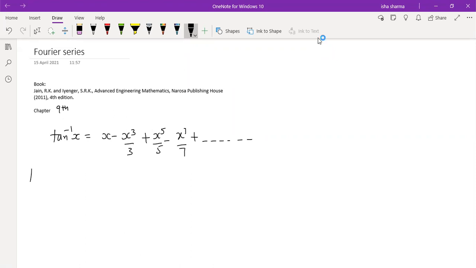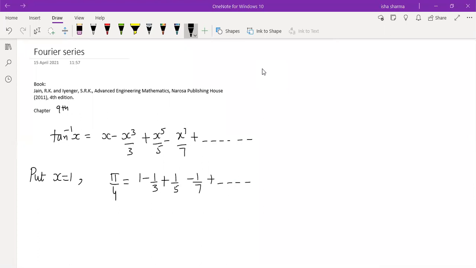If I put x equal to 1, what is going to happen? What will you get on the left hand side? Pi by 4. And on the right hand side, what will you get? 1 minus 1 by 3 plus 1 by 5 minus 1 by 7 and so on. So this is what is going to happen.